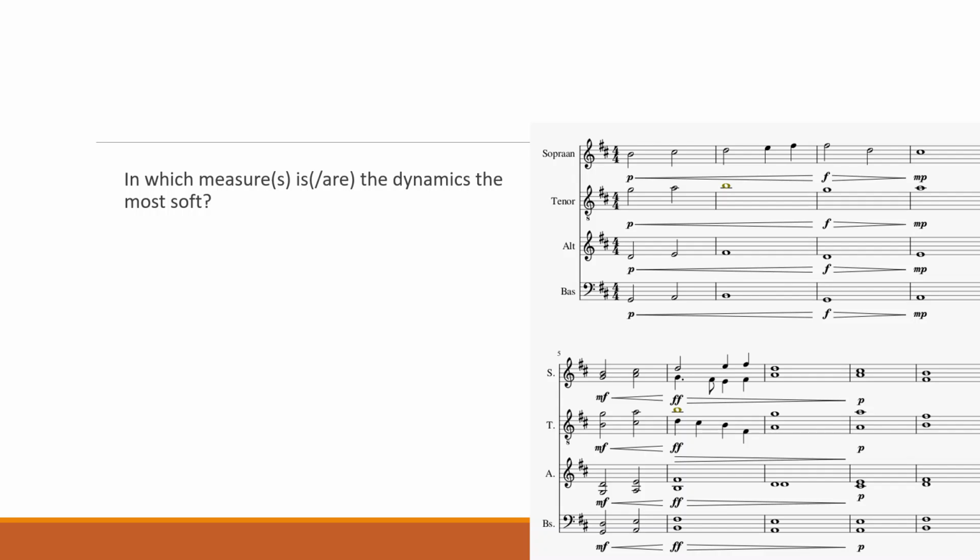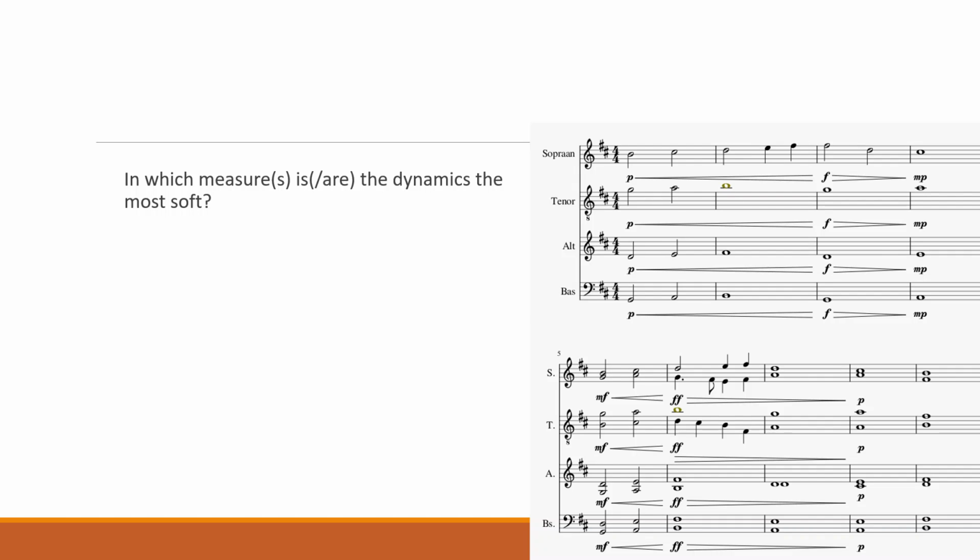Let's do another example, which has a few chords with soprano, tenor, alto, and bass. In which measure or measures is the dynamic the most soft? So where is it the most soft? Well, we see some P, F, MP, MF, FF, more P's, and we see these crescendo and decrescendo signs.